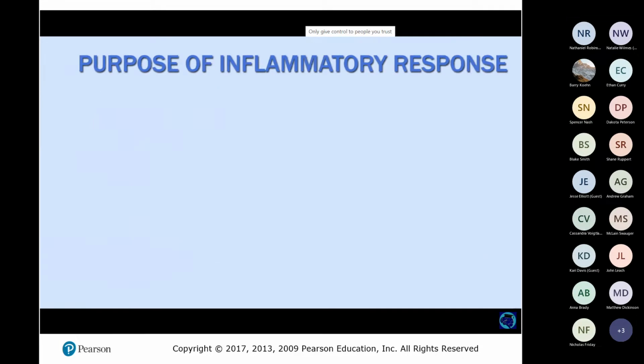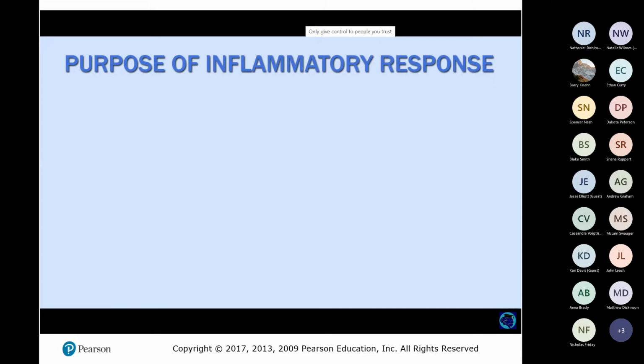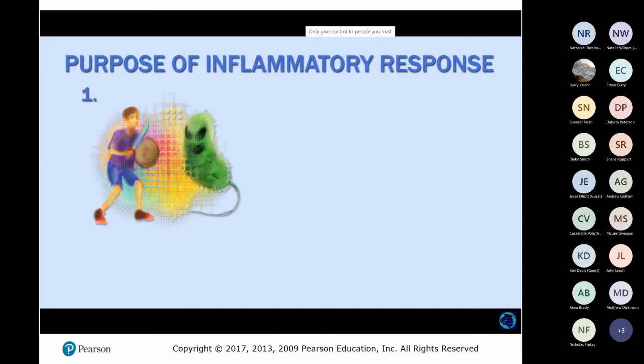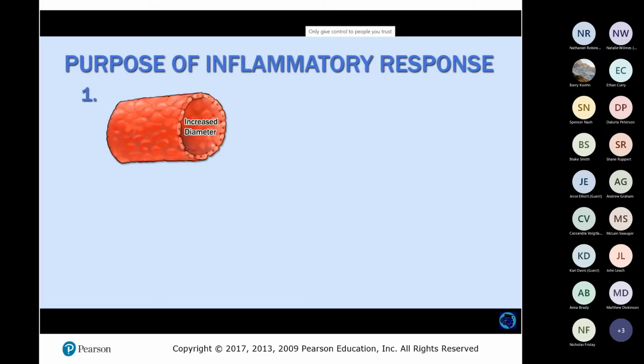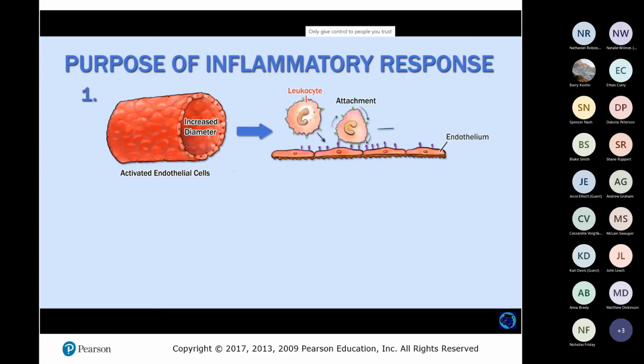The purpose of the inflammatory response is threefold. First, it allows the body to defend itself from invading microorganisms. The increase in vascular diameter, along with the activated endothelial cells, results in leukocytes being able to attach to the endothelium, and then migrate into the tissues where they can attack pathogens.